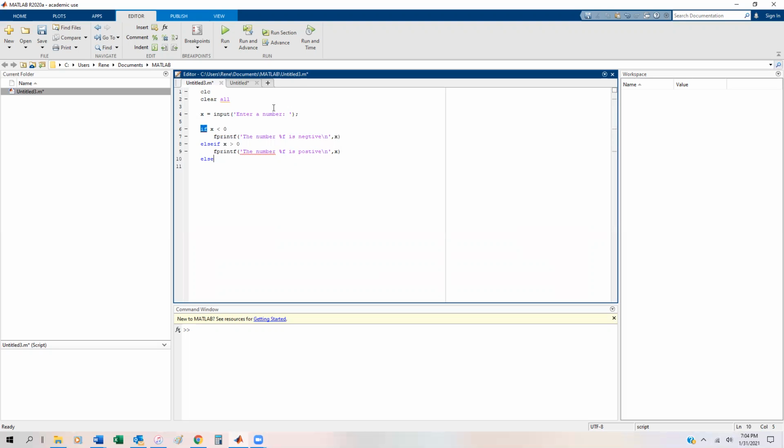And then finally, let's just do an else. And we can fprintf. Let's say the number is 0. And we'll \n. And we'll say the number %f, just because that's the format that we've done. And close that out.